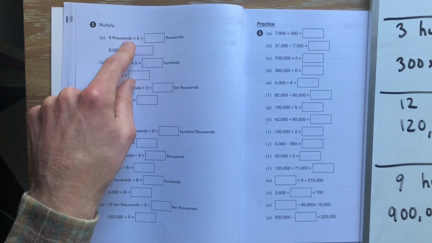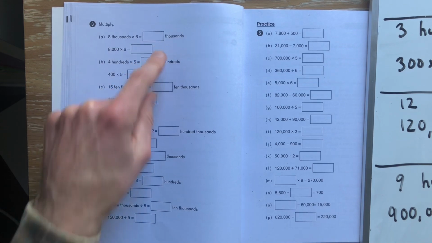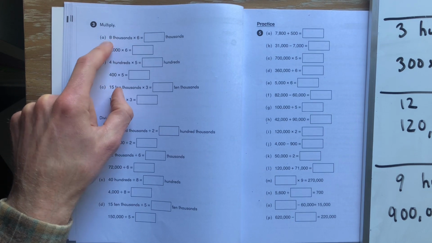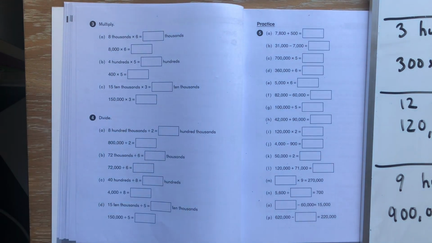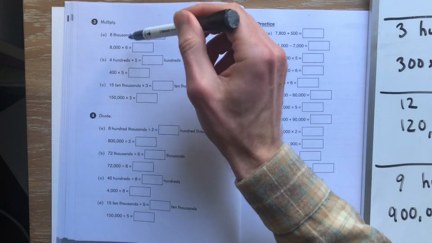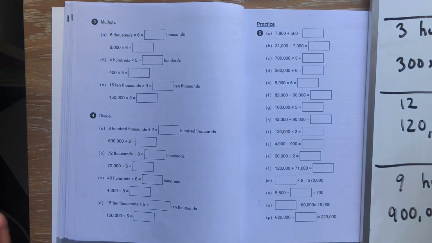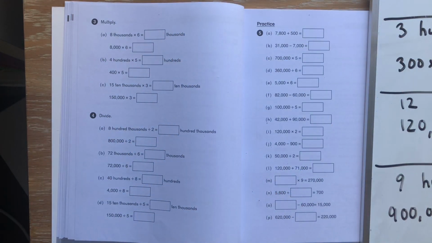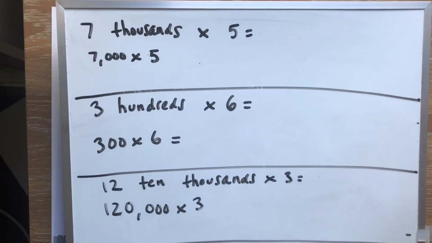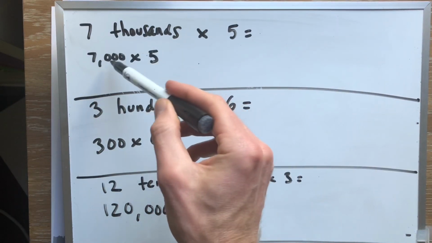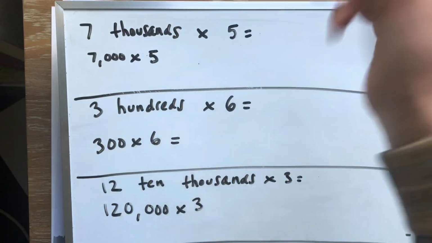8 thousands times 6. So let's look at what the numbers look like. Yeah, the 8 is in the thousand spot, and the 6, oh, it's times 6. So what's 8 thousands times 6? How many thousands is that going to be? Well, what's 8 times 6? I'll look at one that looks similar: 7 thousands times 5. 7 in the thousand spot times 5. What's 7 times 5?